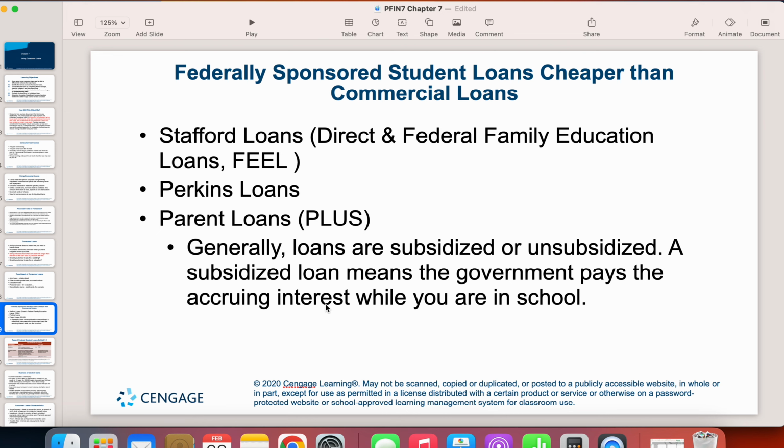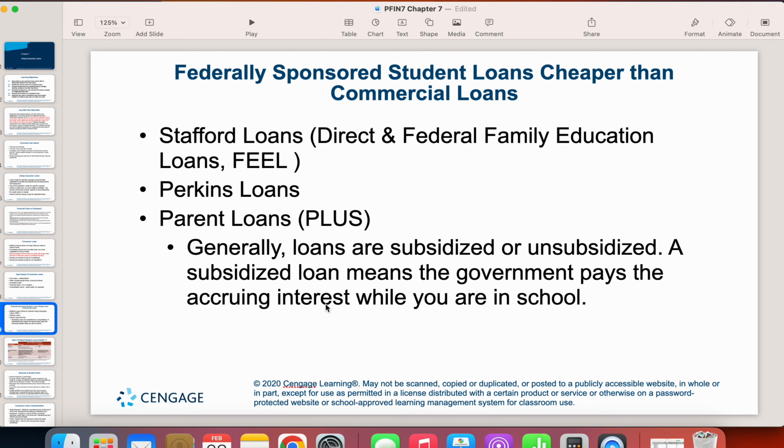Okay, so a type of consumer loan is a student loan, and student loans are a large part of the outstanding non-revolving and revolving consumer debt in this country. There are different types of federally sponsored student loans. They're obviously going to be cheaper than student loans that are commercial in nature, meaning they're issued by a financial institution such as a bank.